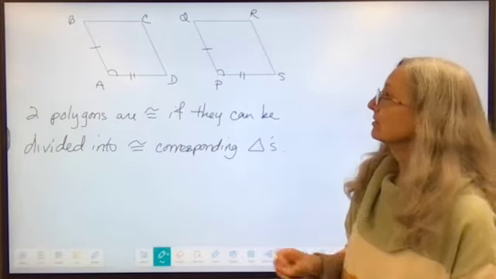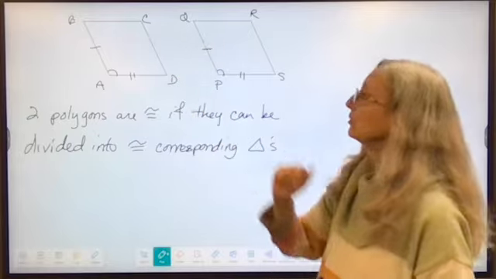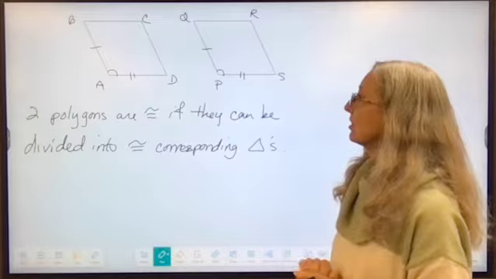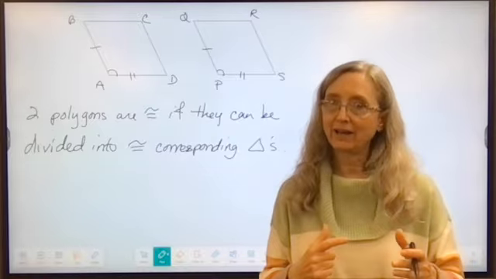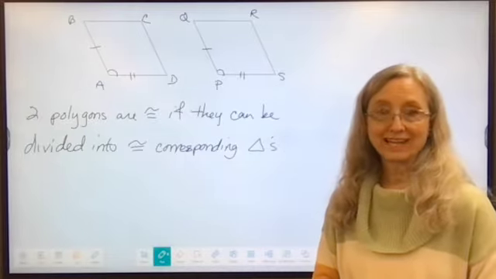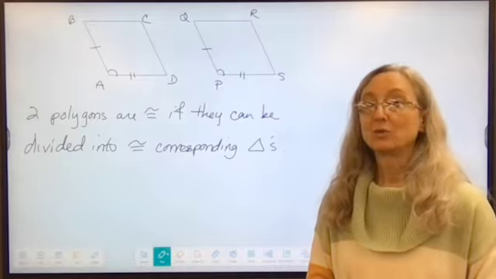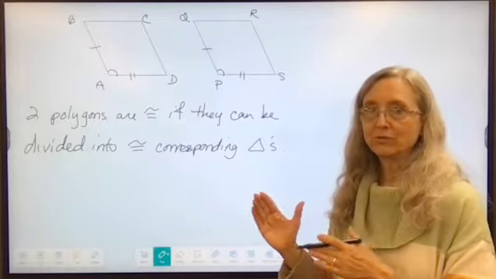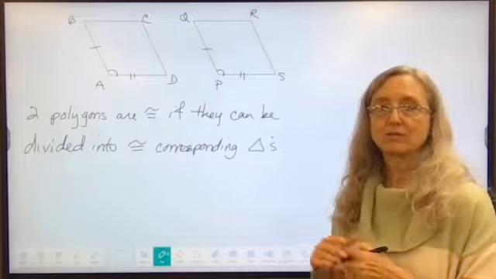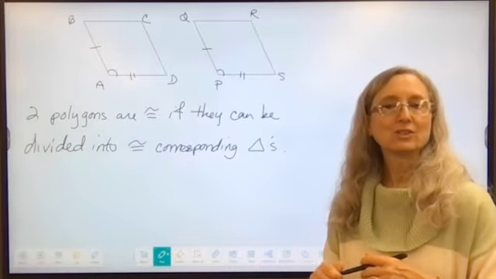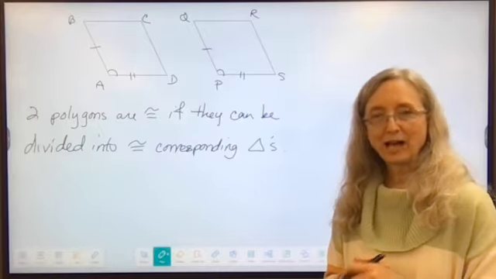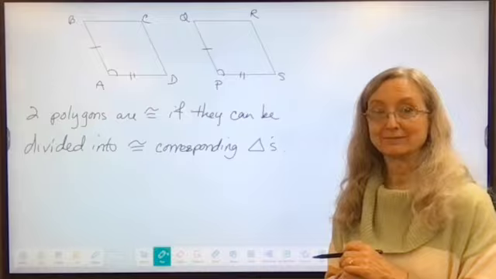So notice AB is congruent to PQ, so I have those sides, and AD is congruent to PS, so I have got those sides, and I also have angle A and angle P are congruent. That's given in the diagram. So what you can do to prove that these two parallelograms are congruent is go ahead and divide them into triangles. So I'm going to draw a diagonal in each one.